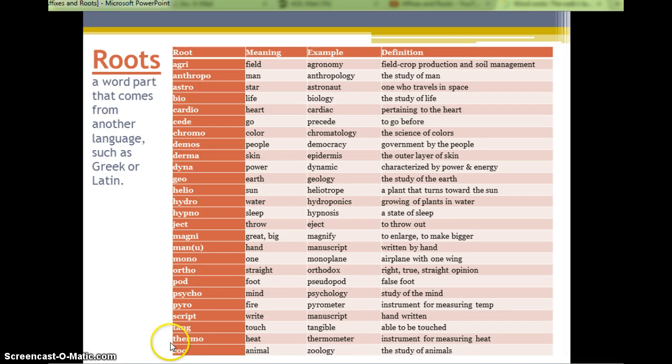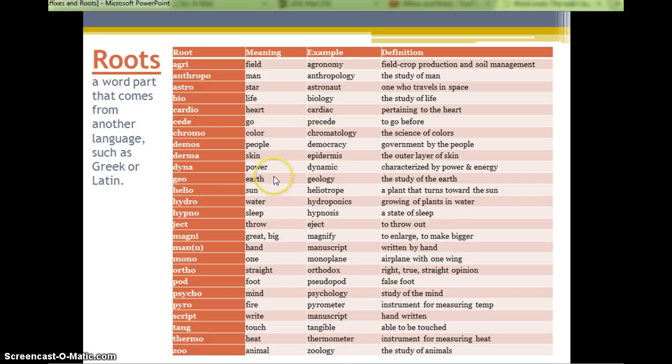Well, psycho doesn't actually mean crazy. Psycho is a root word meaning mind. So psychology is the study of the mind. And down here I have one for Brandon, zoo, zoology. Zoo is a root word meaning animals. So zoology is the study of animals.